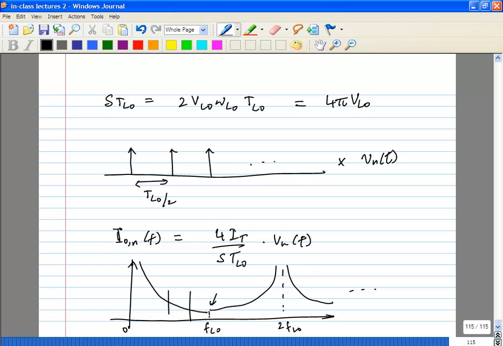Okay, so we'll continue with thermal noise next class. We'll see what happens to the thermal noise from the switches, and then we'll look at the indirect noise contributions.